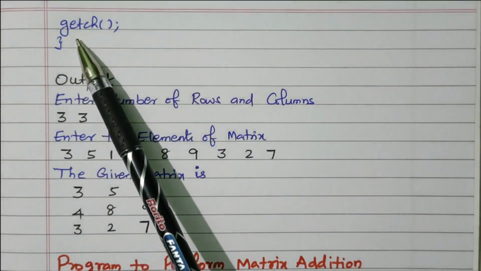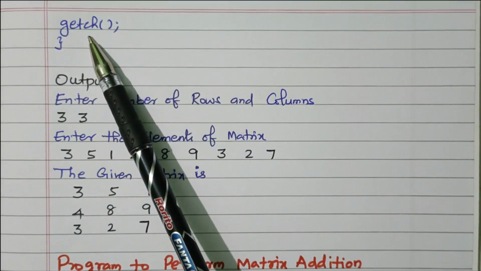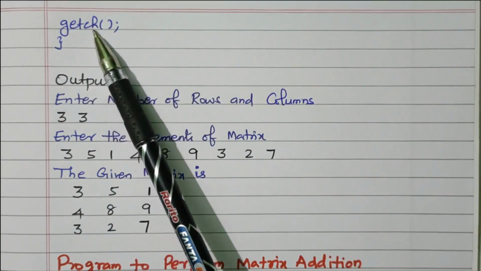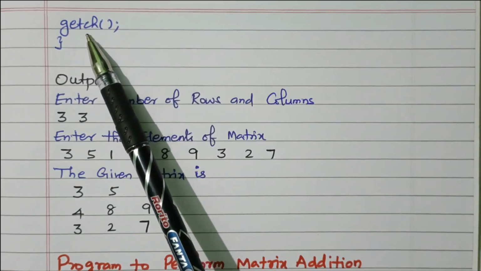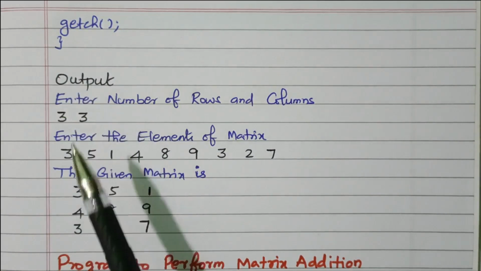So after displaying, we have getch. In order to see the output, we have getch. After entering one character, the program will be terminated. Until that, it will wait for getting the character. At that time, we can see the output. Then close the braces. So what is the output here?